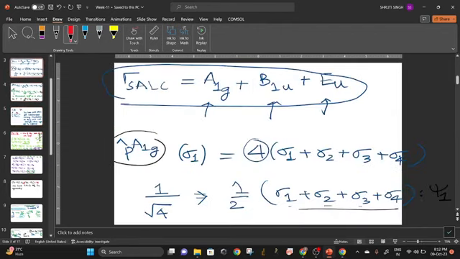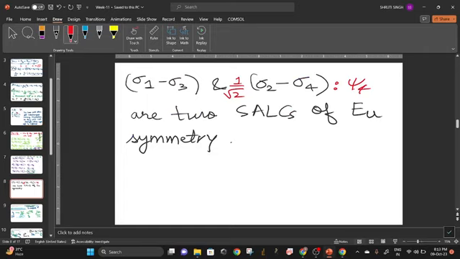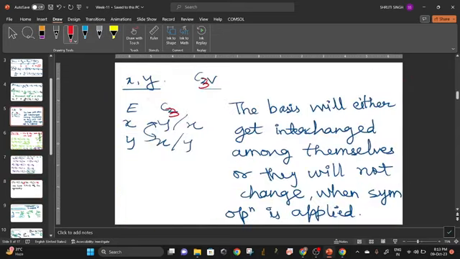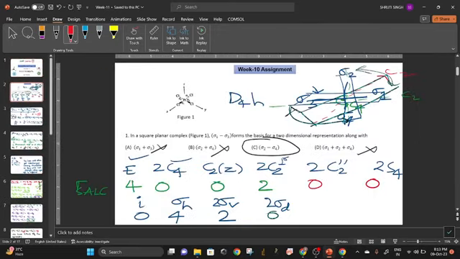So here A1G is one dimensional, B1U is one dimensional, and E is two dimensional. So we should have got 4 SALCs. So we got 4 SALCs now: psi 1, psi 2, psi 3, and psi 4. So finally these 4 are the SALCs. Okay, so this was the first and last question.